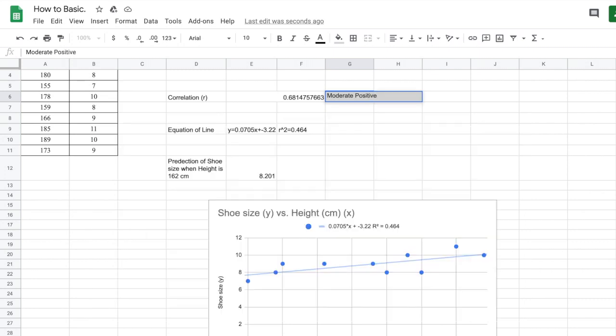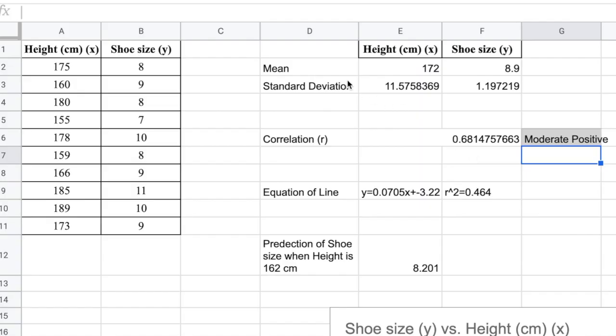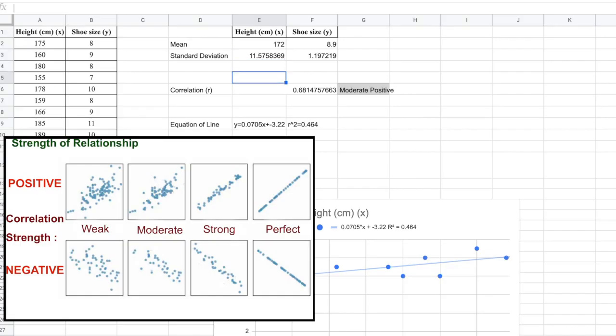Let me just explain to you in detail the meaning of everything we just found. Mean, that means average. So the average height is 172, average shoe size is 8.9. The standard deviation describes the spread. On average, how far from the mean is each point? A correlation, what that tells us is the strength of the linear relationship we have.